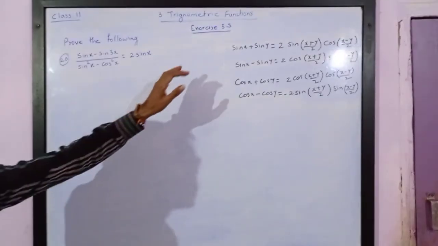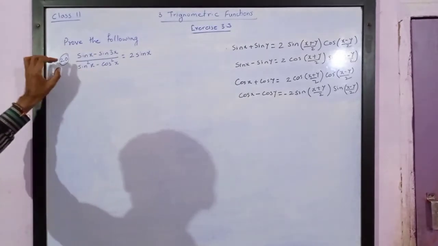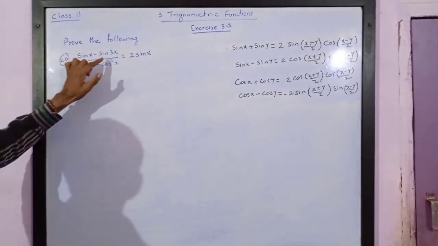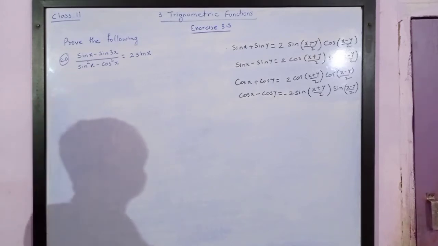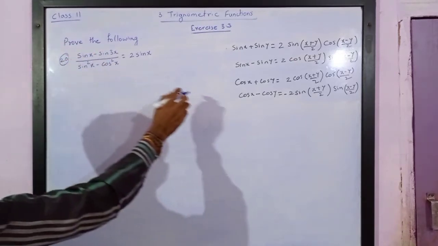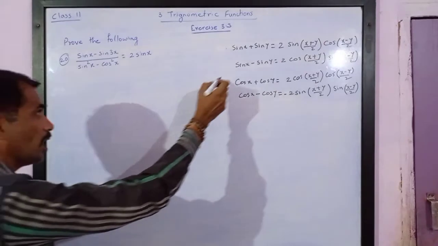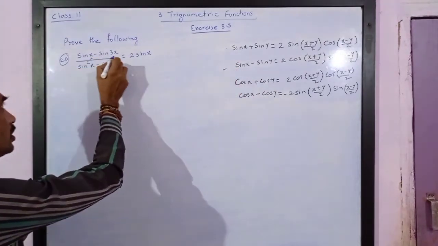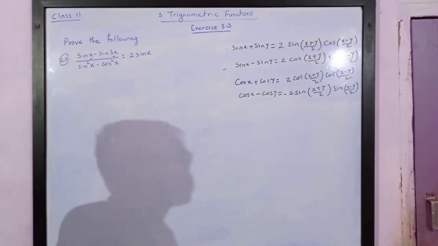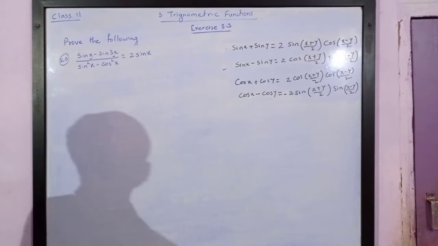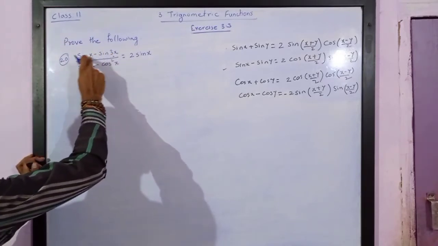Dear friends, in exercise 3.3 we have the 20th question. Sin x minus sin of 3x upon sin square x minus cos square x is equal to 2 sin of x. This is what we need to prove. Now please look at the numerator. This is nothing but sin x minus sin y, the angles are different, so we have to use the second identity, sin x minus sin y is equal to 2 cos of (x plus y) upon 2 into sin of (x minus y) upon 2. So we will get this at the numerator.